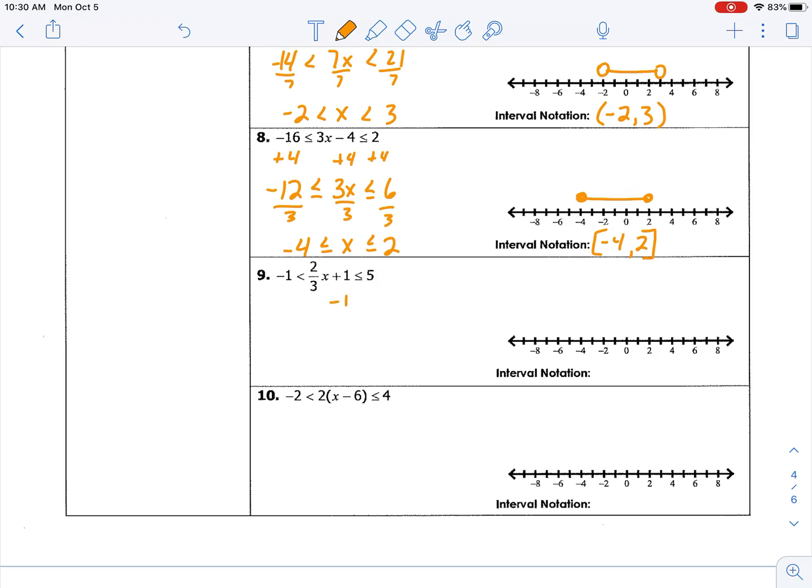All right, second verse, same as the first. We're going to subtract 1, subtract 1, and subtract 1. So that means we're going to have a negative 2 is less than 2/3 x, which is less than or equal to 4. Again, this is a multiply by the reciprocal thing, so we're going to multiply by 3/2. We're going to multiply by 3/2, and here we're going to multiply by 3/2. So I'm only left the 3's and the 2's cancel, so that's why we did that.